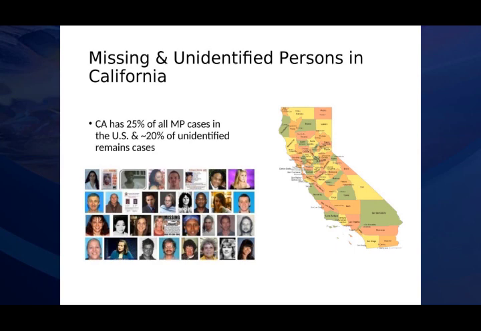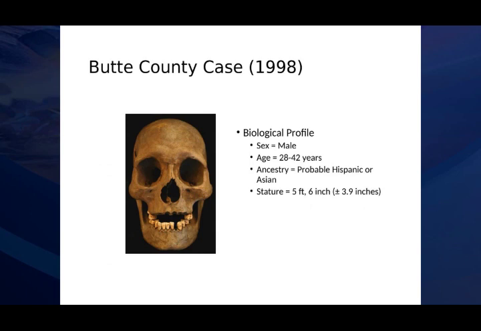So one of the tools we have that we use for cold cases is to try to apply stable isotope analysis to unidentified remains when all other methods have not yielded an identification. So California has about 25% of all missing persons cases in the United States and about 20% of all unidentified remains cases. So we actually have the biggest problem in all of the United States with unidentified remains cases.